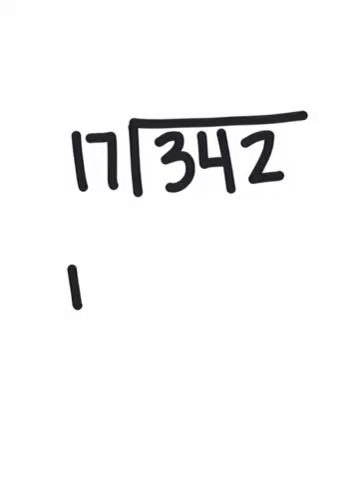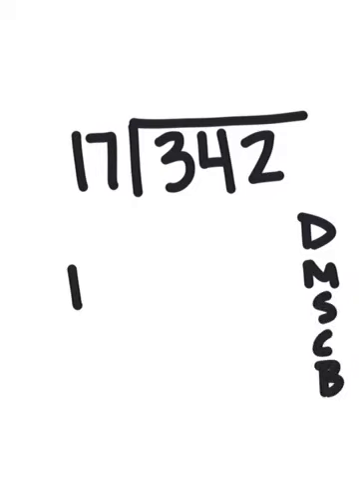So our steps are the same. We're still dividing, multiplying, subtracting, checking, and bringing down. But we look at it as 2 digits going into a number instead of 1 digit. So I know that 17 won't go into 3. So I'm going to go ahead and put that X up there. So then I look at it as 17 goes into 34. So I'm going to use my multiplication facts.